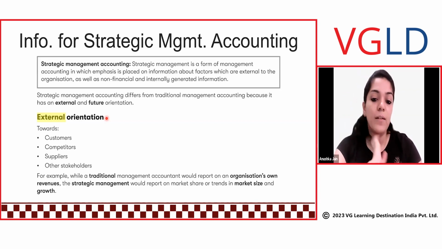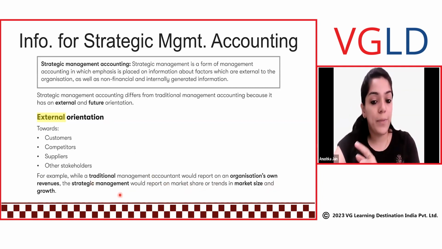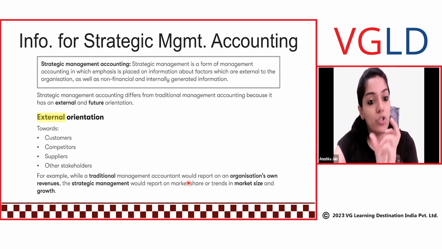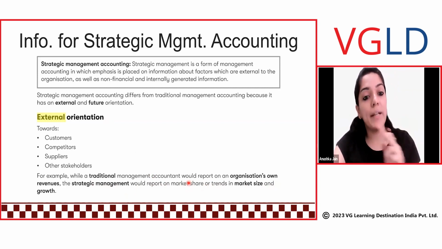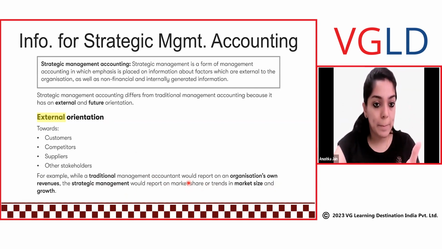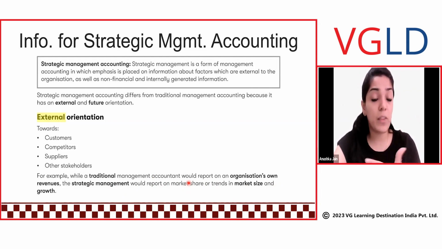So this is the type of decision making which people at the top take. For example, while a traditional management accountant would report on the organization's own revenues, strategic management accounting would report on market share. Let's say I'm talking about Flipkart. What is Flipkart's share in the overall e-commerce industry? Currently it stands at about 52%. Okay, so that is strategic information. Do you think traditional accounting, like normal financial accounting which you have learned as accountants, captures it? No.